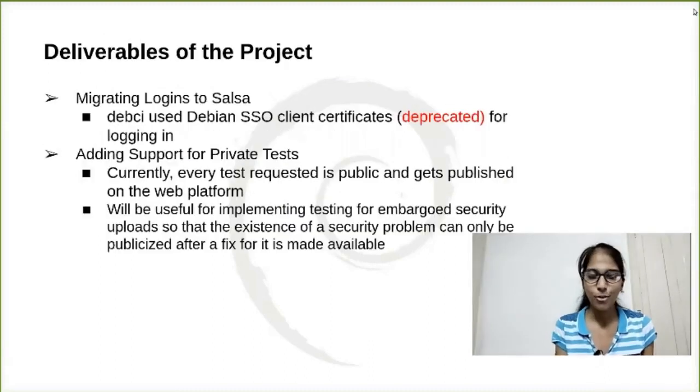Now for my GSoC project, I'm working to add two improvements to DebCI. The first one is migrating the logins to Salsa. Originally, DebCI uses Debian SSO client certificates for login, but since that was deprecated, it calls for migration. Another one is enabling support for private tests. Currently, any test that gets executed from DebCI, either through the API or the self-service section, is public in nature and its results get published on the platform. By enabling support for private tests, testing of security updates could be implemented so that the security problem is publicized only after a fix for it is made available.